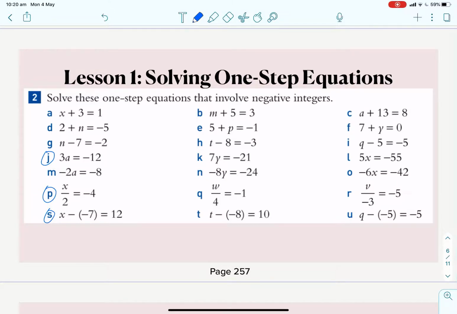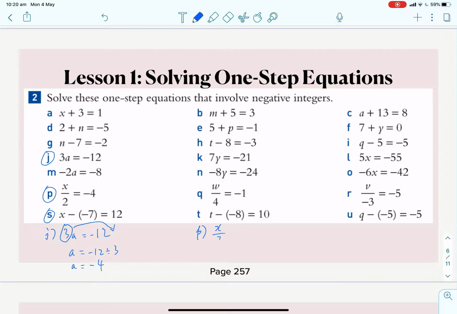Okay, now, so let's do J first. 3a equals negative 12. Okay, so 3a is 3 times a. Once we move this to the outside, times becomes divide. So a is negative 12 divided by 3. Make sure you check your calculator. It should be negative 4. A negative divided by a positive, the answer is negative. Okay.